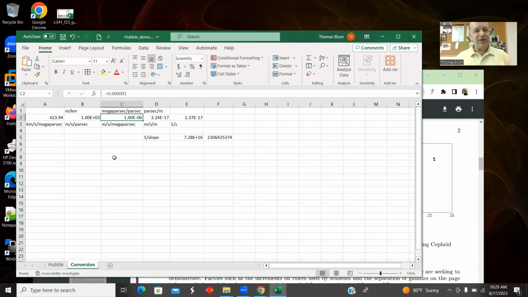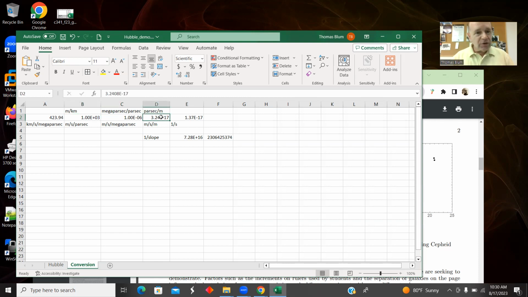So that was this factor here, and this is Excel's version of scientific notation. I think I formatted it to put it in scientific notation, and that's that E. So this is 1 times 10 to the minus 6. That's what that E is. This is 1 times 10 to the 3.